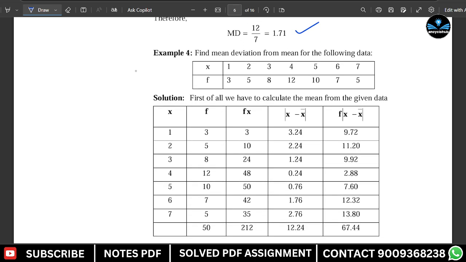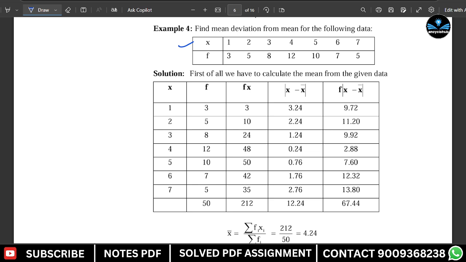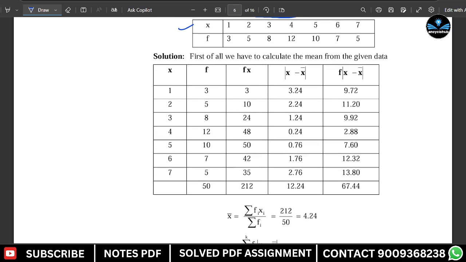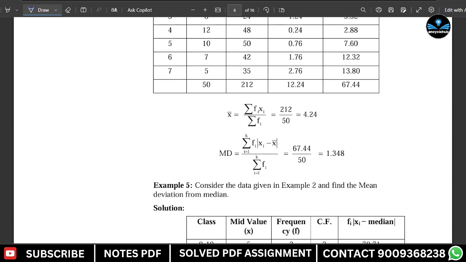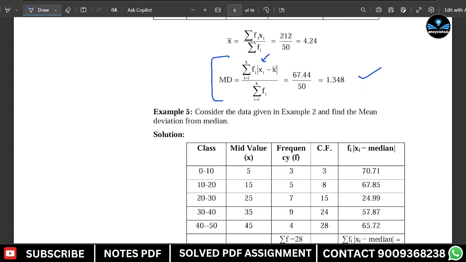Similarly, we have an example for the frequency distribution. So you can see here how to find it, and we are finding the mean deviation from mean. For this, we will use this formula, sigma fi xi minus x bar upon sigma fi. So we have the value 1.348.